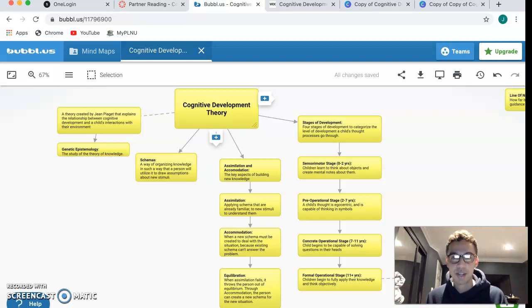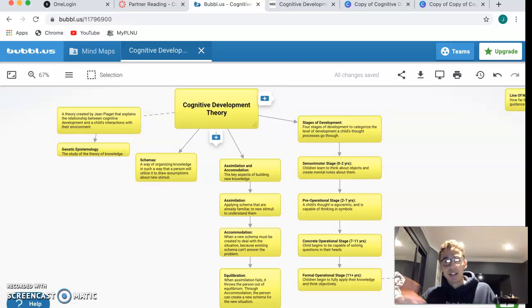And the last stage that Jean Piaget talked about was the formal operational stage, and that's from 11 years and on. From this stage on, children are able to fully apply their knowledge and think objectively, right? Test their hypotheses, all that good stuff. They're able to apply what they know effectively.